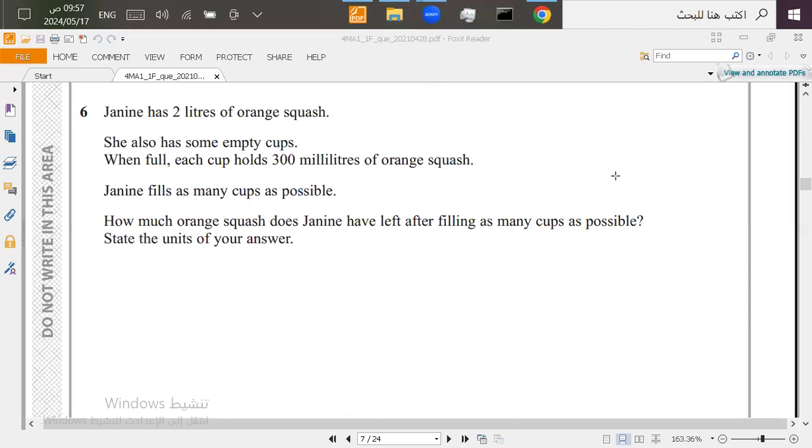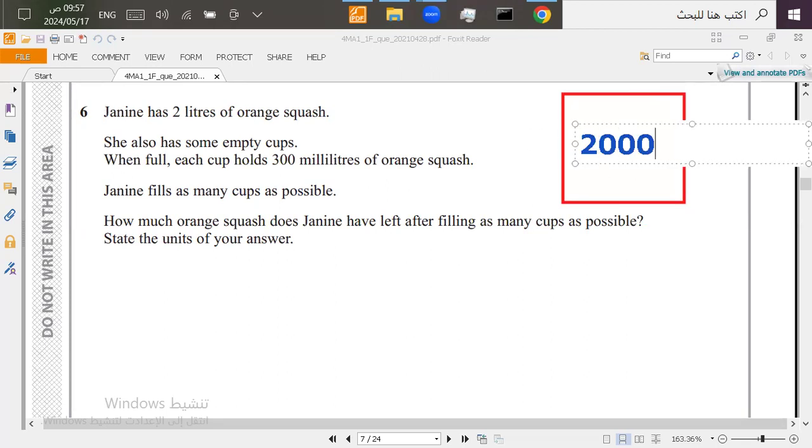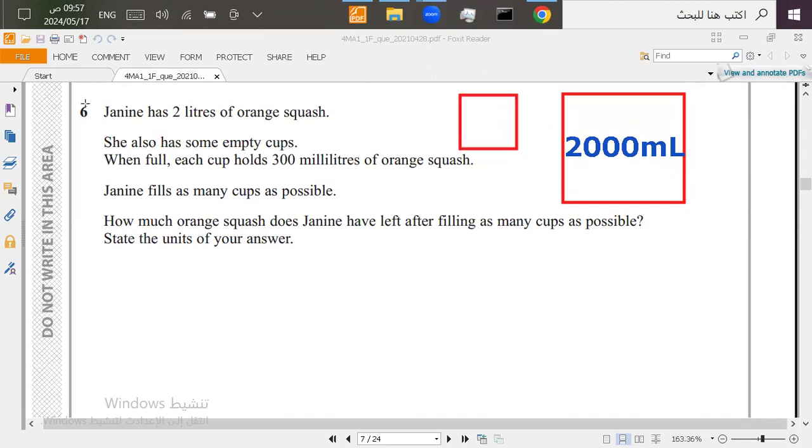Now, first we have 2000 milliliters because we turn it into milliliters. So 2000 milliliters of juice. Each cup takes what? It takes 300 milliliters. So each small cup takes 300 milliliters. So we write here 300. I'm just drawing to show you the idea. So 300 milliliters. Let's make this bigger.